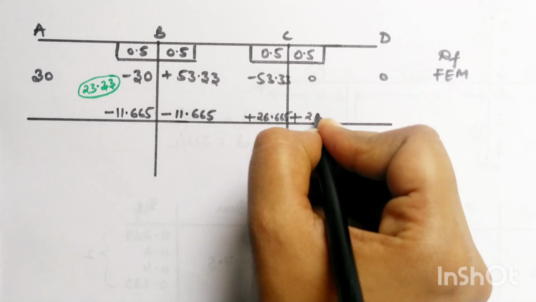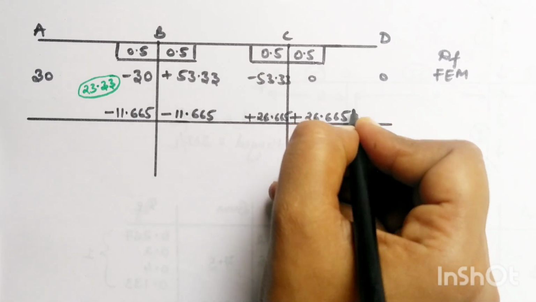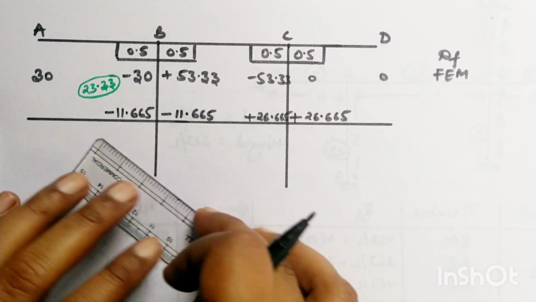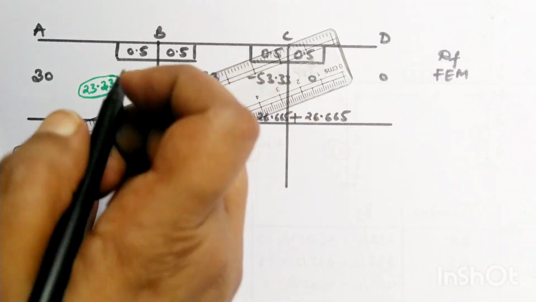Now what is the next step? Next step is we will be distributing the moments. So what is the formula for distribution?